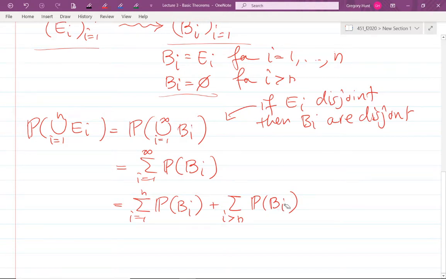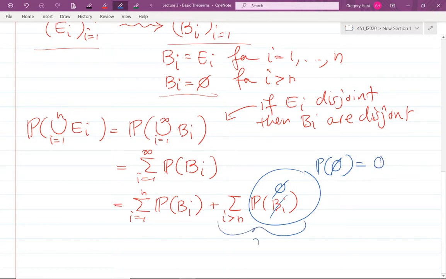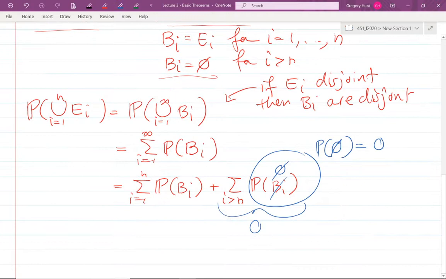And all of these are actually going to be the empty set. Since B sub I is the empty set for I bigger than n, we're going to argue today, and we'll see in a later theorem, that the probability of the empty set is always 0. And so this whole extra thing is 0. And so this is just the probability of the union of the B sub I from 1 to n. But over that regime, that's the same thing as the sum of the E sub I.